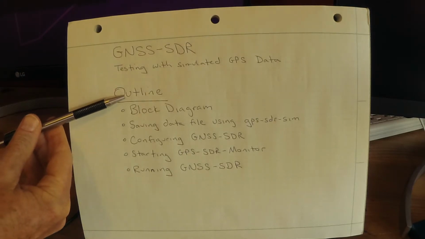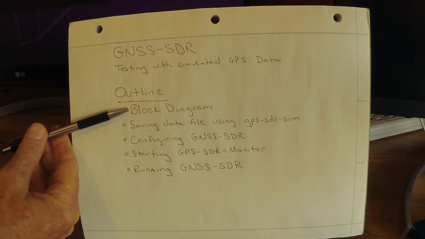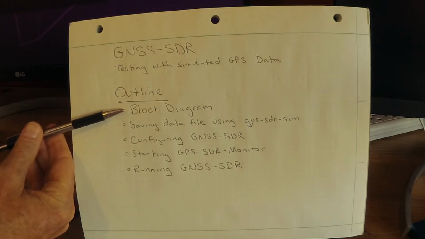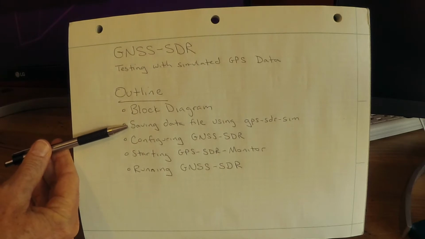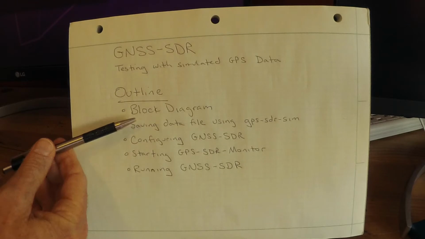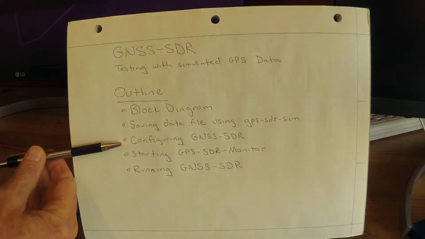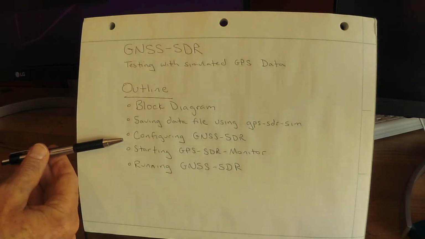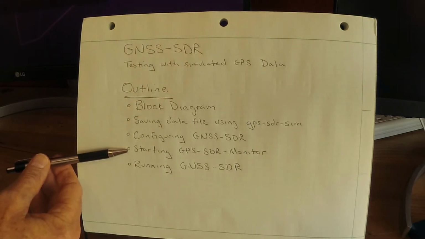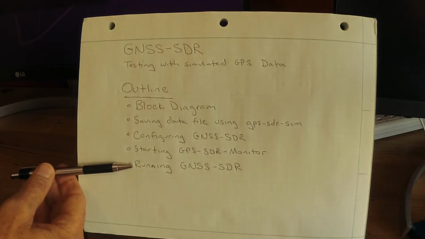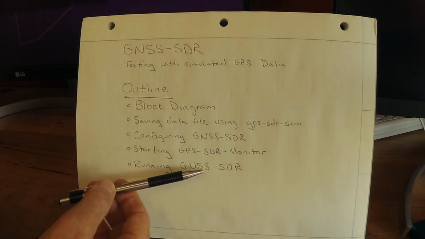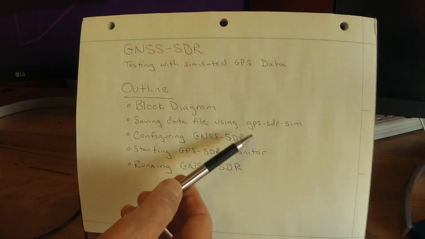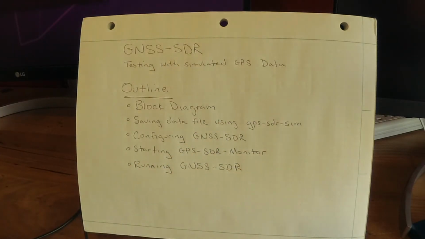So the outline is going to be, I'm going to cover a block diagram of the system real briefly. Then I'm going to demonstrate how to save a GPS data file using gps-sdr-sim. Then I'm going to do a quick overview of configuring GNSS-SDR, and then we'll start up the GNSS-SDR monitor, and then finally we'll run GNSS-SDR against the simulated data that we created earlier.